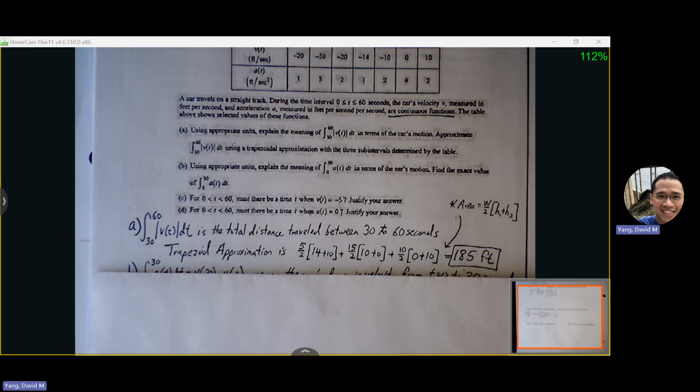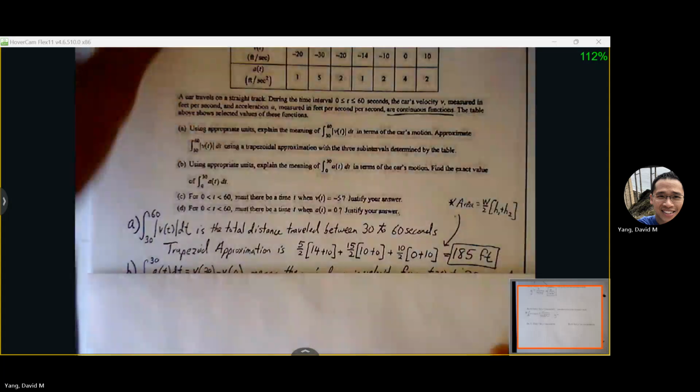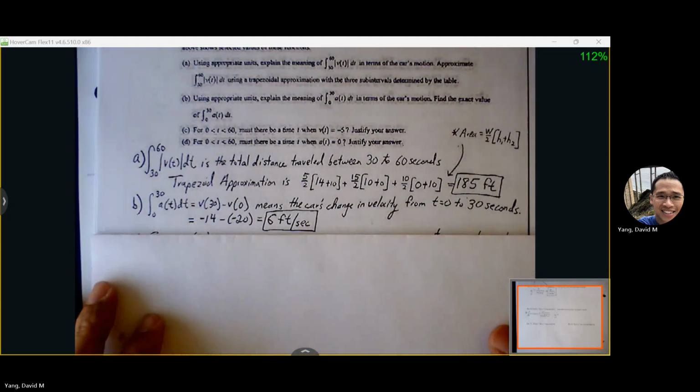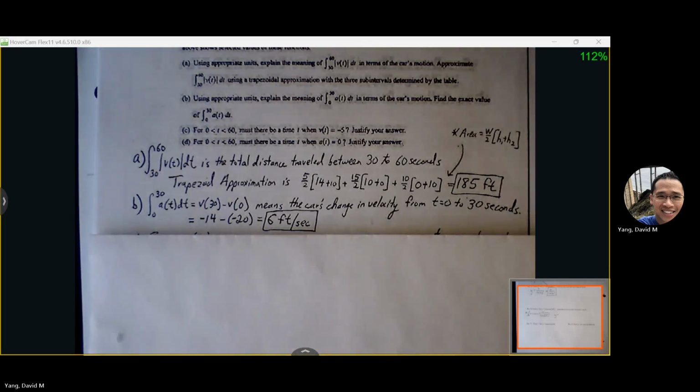We know acceleration is going to give rise to v of t, and it's f of b minus f of a, right? So v of 30 minus v of 0. So if we go through the first theorem, v of 30 minus v of 0 is a lot easier to think about what that means, right? We're taking the velocity at 30, we're taking the velocity at 0, and we're just subtracting it. So that simply means the car's change in velocity in that time interval.